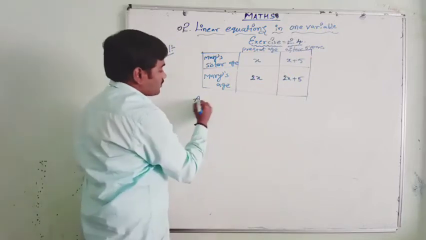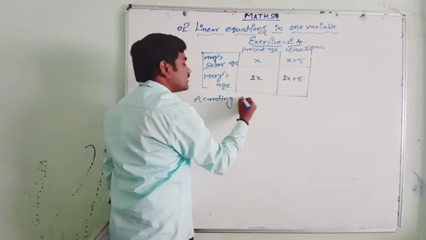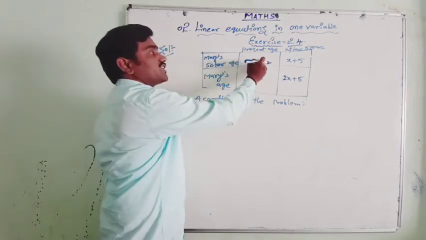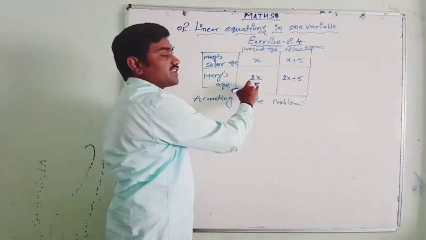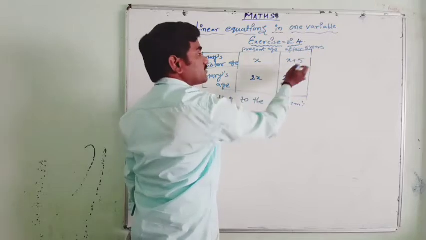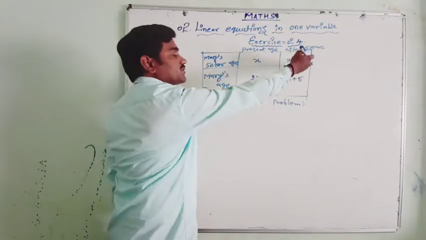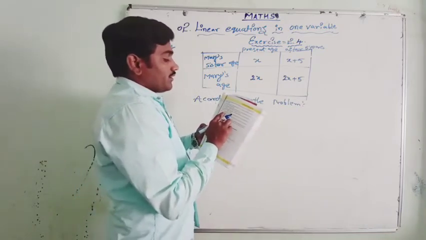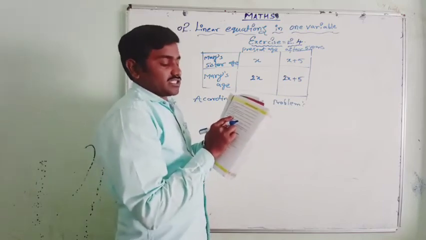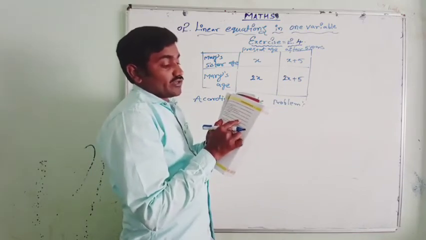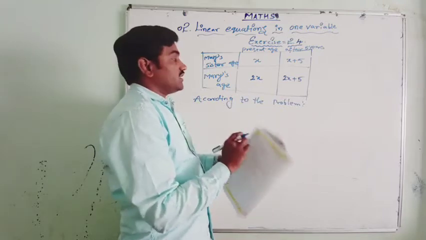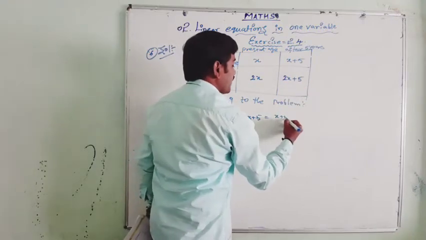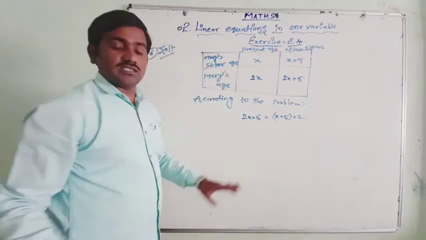So now, according to the problem, you need to understand this. Here I assume that Mary's sister's age is X. Mary's age will be twice of that, 2X. In 5 years' time, Mary's sister's age will be X plus 5 and Mary's age will be 2X plus 5. So now according to the problem, in 5 years' time, she will be 2 years older than her sister. According to the problem, 2X plus 5, she will be 2 years older than her sister, X plus 5 plus 2. Simple.